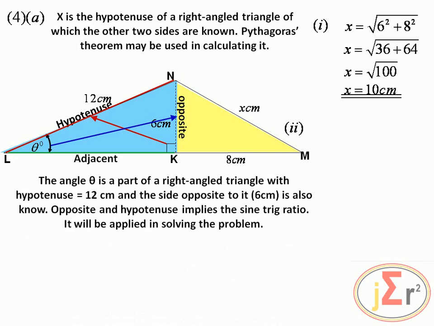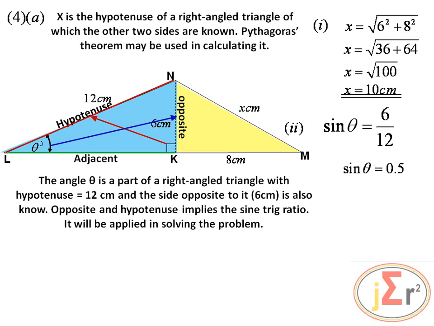Opposite and hypotenuse implies the sine trig ratio. So if we have the opposite and the hypotenuse, the trig ratio that makes use of opposite and hypotenuse is the sine trig ratio. We will make use of that one. And sine is equal to opposite over hypotenuse. The opposite is 6, the hypotenuse is 12. No doubt we'll see that sine theta is equal to 0.5.